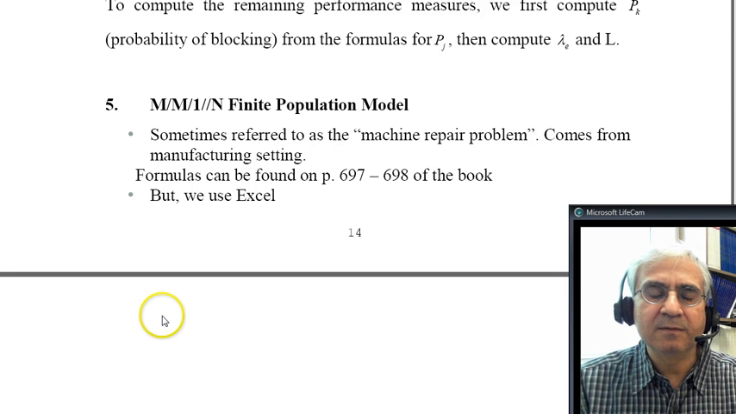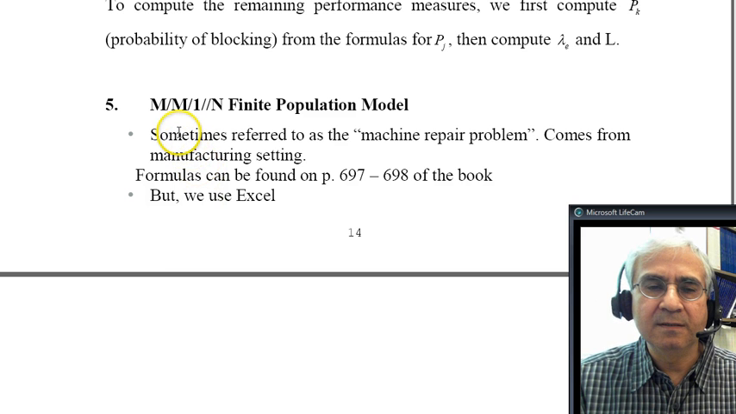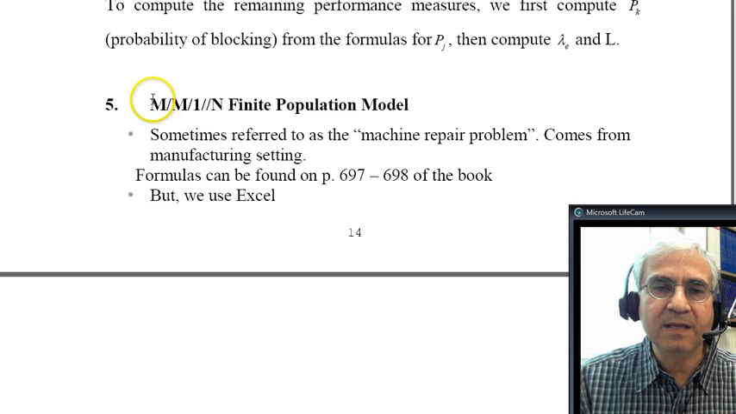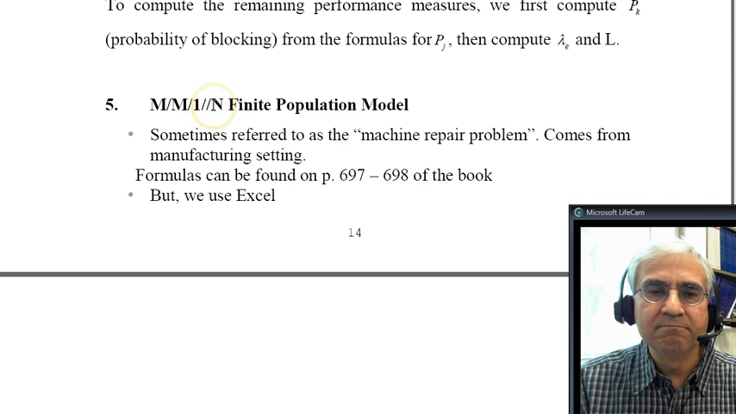Hi, I'm going to start with the fifth model we talked about. So far we have talked about four queuing models, and this is the fifth one, which is the M/M/1 finite population model. This model basically assumes we have Markovian arrivals, exponential service times, one server, infinite waiting room, but only finite customers, a finite population that can request the service.